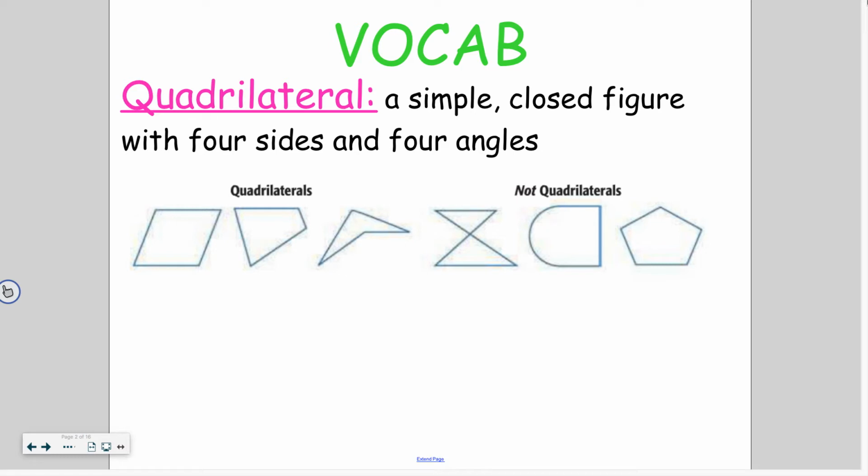We're talking about a quadrilateral. We're talking about a simple closed figure with 4 sides and 4 angles. Simple means that the sides do not cross over each other. Closed means that there are no gaps. So on the left here, you'll see a few examples of quadrilaterals. On the right, you will see examples of what are not quadrilaterals.